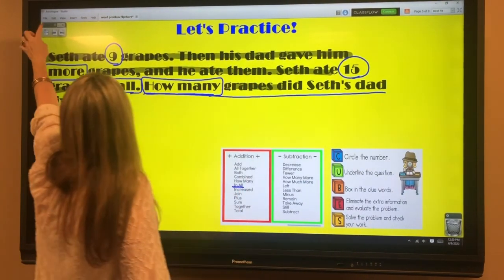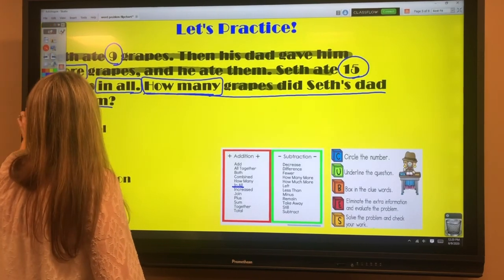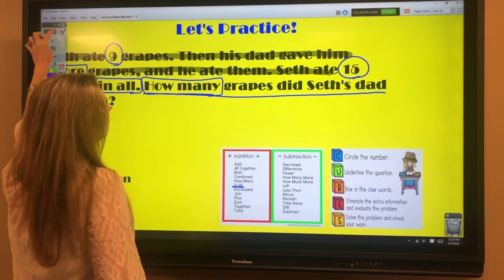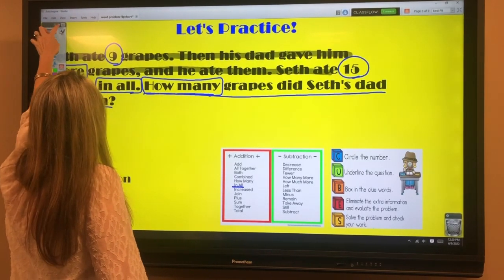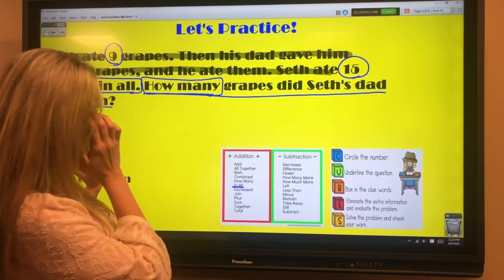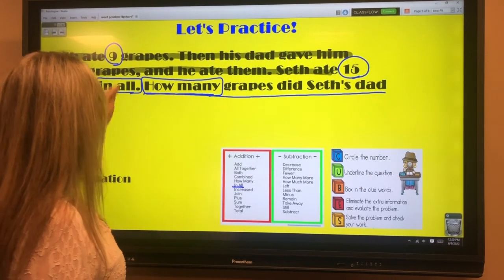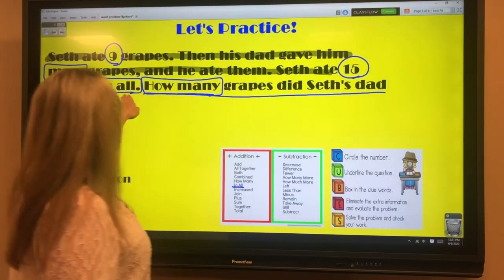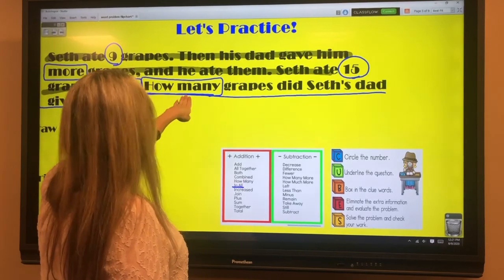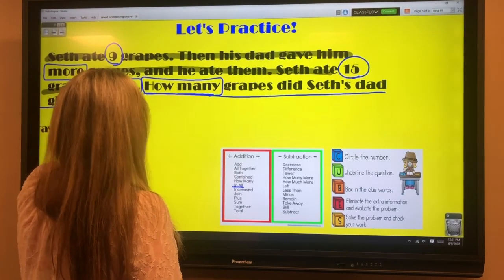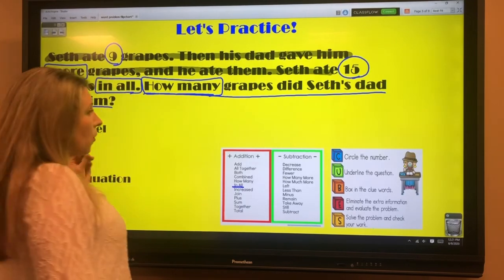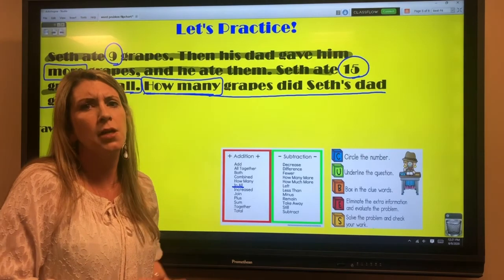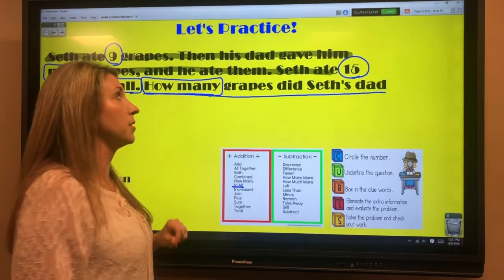We need to know that. Okay, I think we're ready now. So the important things that we need to know is the number 9, 15, in all, and how many grapes did Seth's dad give him. So we're going to start with drawing a model, and we need to think about what we need to do to solve this problem in order to put our numbers where they go in the model.